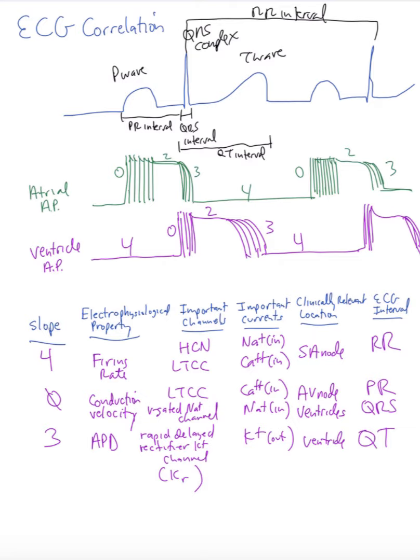So if I blocked these channels and I slowed the rate of repolarization, what would happen is I would get a prolongation of the QT interval. The action potential duration would get longer, and so would the QT interval. If the repolarization was sped up and I got a shortening of the action potential duration, the QT interval would go down. So these are very important intervals that can change with interventions that affect these channels and slopes.